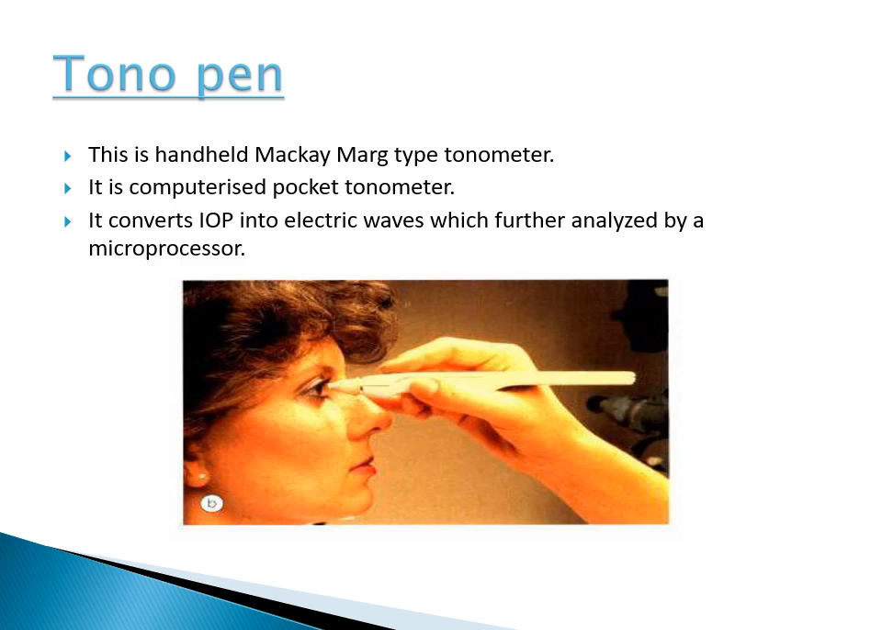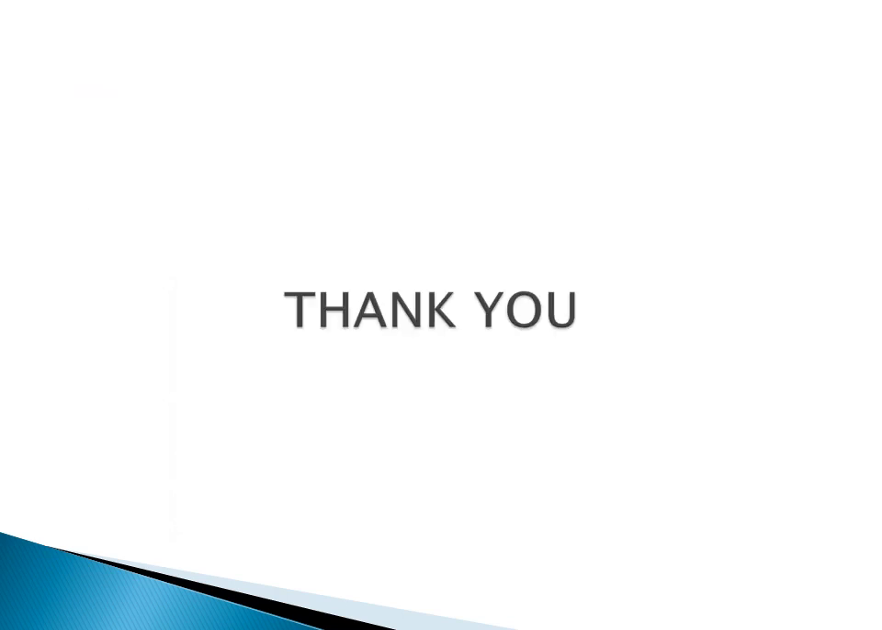Now coming to the Tono-Pen. It is also an indirect method of measurement of the intraocular pressure. The principle is the same as that of the applanation tonometer. This is a handheld Mackay-Marg type of tonometer, also known as the computerized pocket tonometer. Basically, it converts intraocular pressure into electric waves, which are further analyzed by a microprocessor.